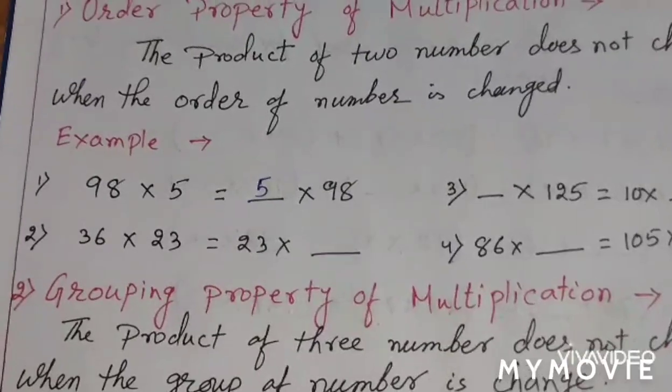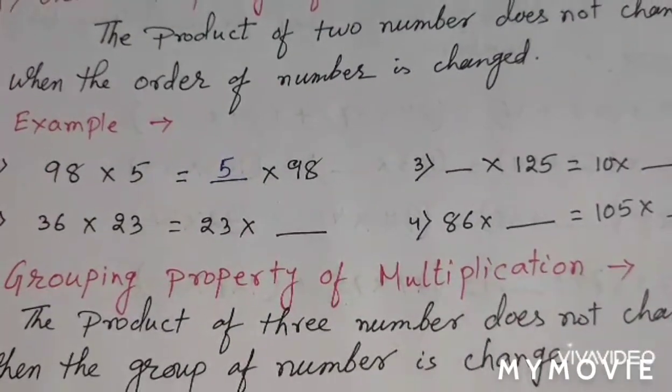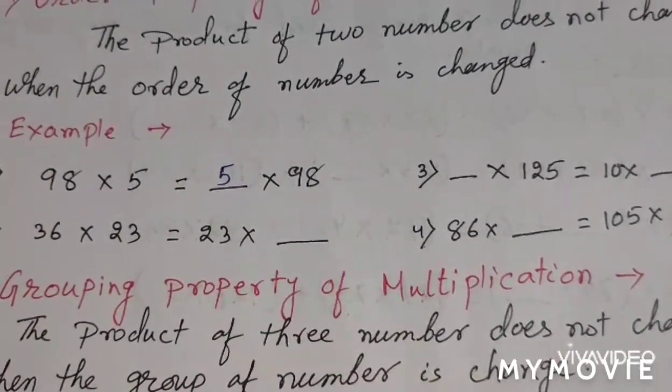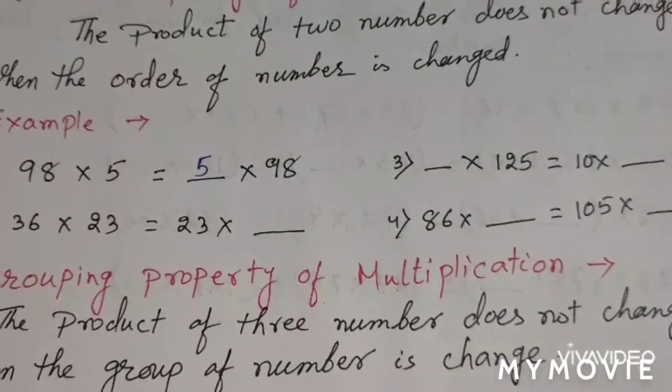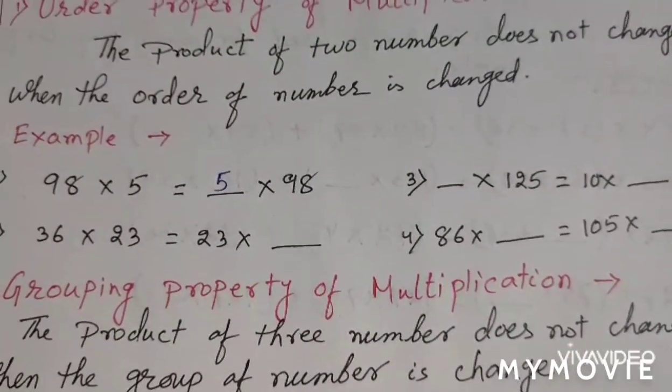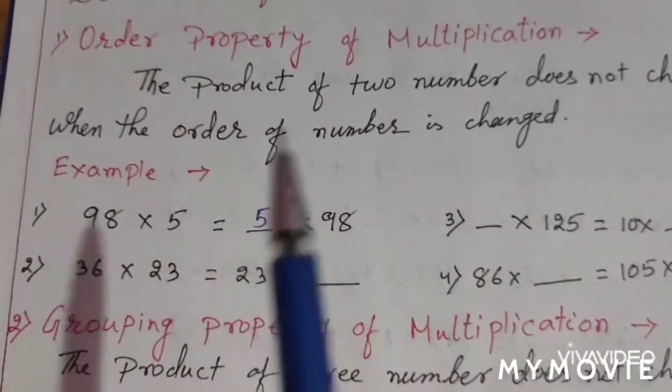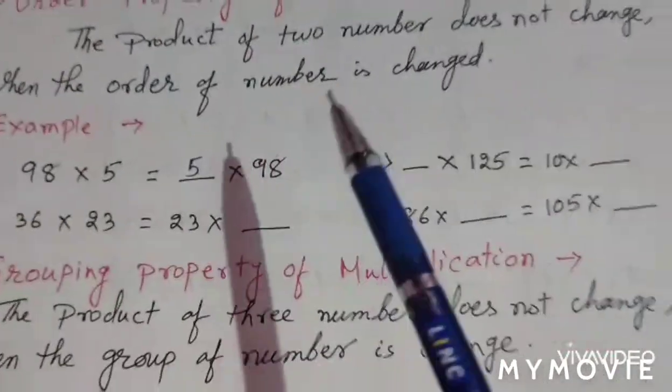As I told you, 5 into 3 and 3 into 5. 5 3s are 15 and 3 5s are also 15. Yes or no? Both the answers are coming correct. 15 only is coming. So this satisfies the order property of multiplication.